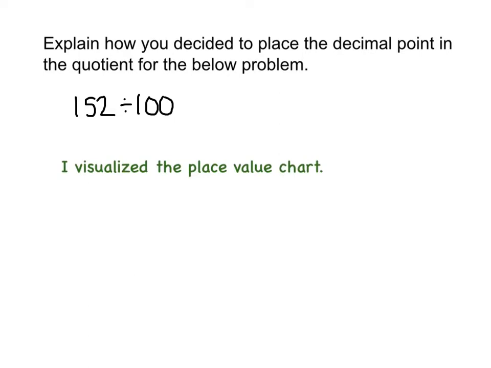And when dividing by powers of 10, the number of zeros really tells you how many places you're going to move your digit, because that's 10 times, 100 times. So as I'm visualizing that place chart, I know I need to move my digits to make them 100 times smaller. So each of these digits is going to move 2 places to the right. So as my decimal point started here, if they move 2 places to the right, now my decimal point is going to be here. I'm going to get an answer of 1 and 52 hundredths.